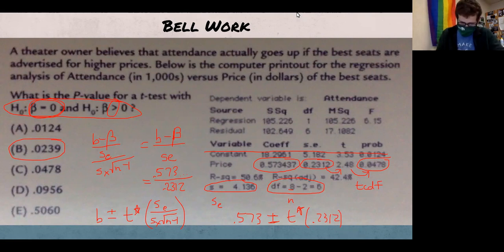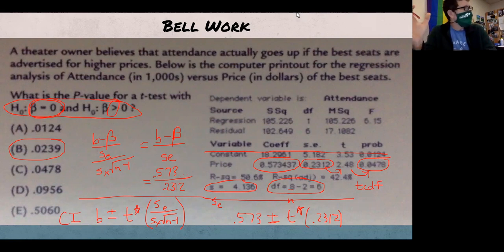Yeah. So this right here is your confidence interval. And what this is going to be telling you is it's going to give you an upper and lower range of what the expected slope for the population would be. Now, with our sample, we got a slope of 0.573, which means that for every increase in, okay, versus price of the best seat. So it looks like attendance is being predicted based on price.